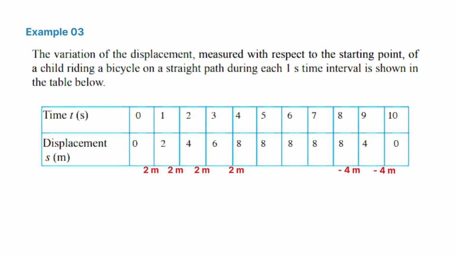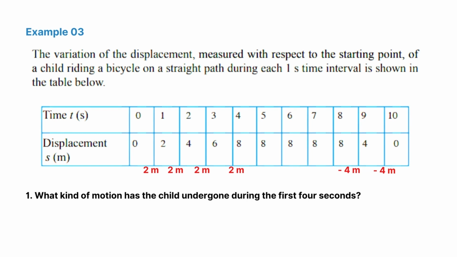Since displacement has a direction, from this data you can understand that the object moved in one direction first, then it did not move, and thereafter it moved backwards to its original position. So this is the information that you can get from this data. Using that we will do the calculation.